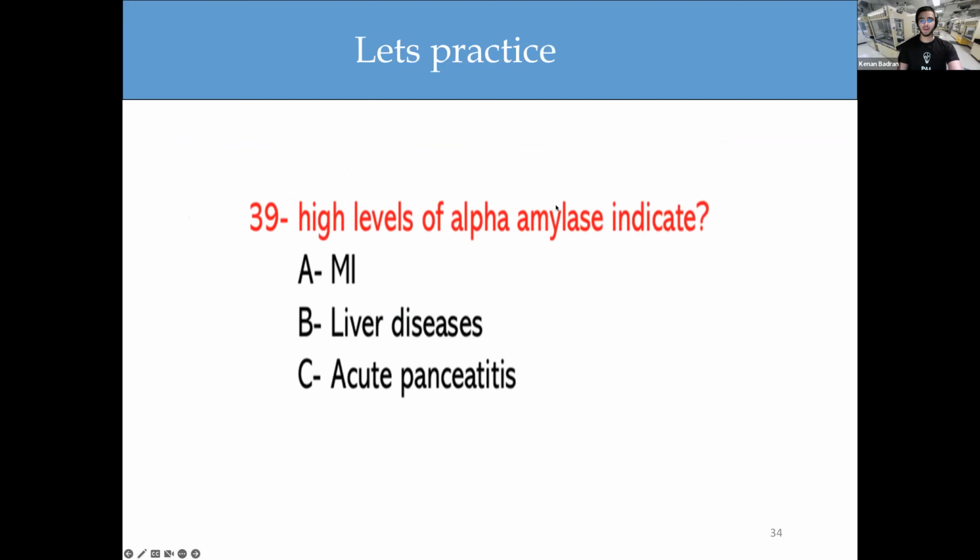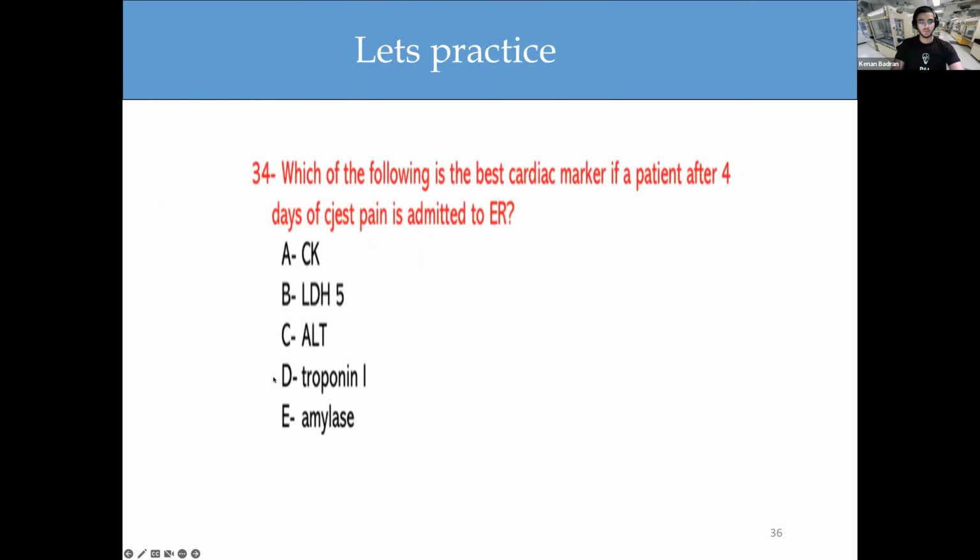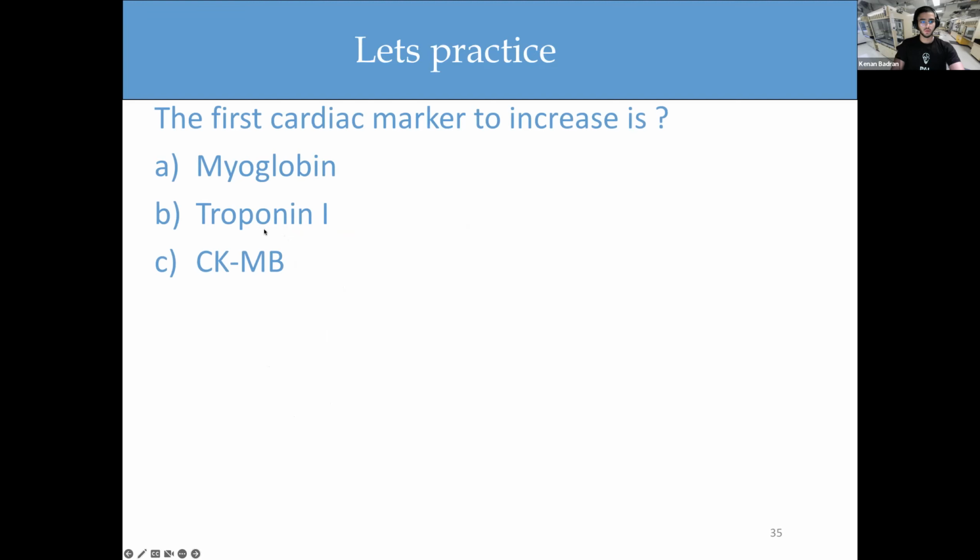High levels of alpha amylase indicate what? Who was focusing? C, exactly. Next. The first cardiac marker to increase is what? Myoglobin. Great. Everyone understand the first two questions? Understand why it's myoglobin?